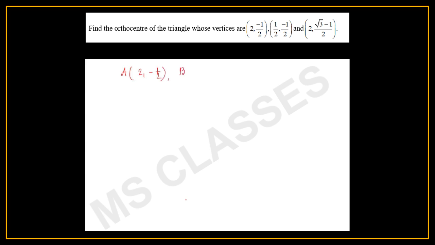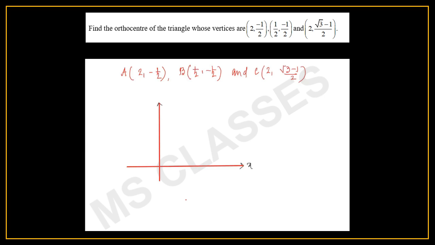We take B, which is half comma minus 1, and we take C, which is 2 comma root 3 minus 1 by 2. So at first we'll plot this in the Cartesian plane, and we try to understand what type of triangle is given here.